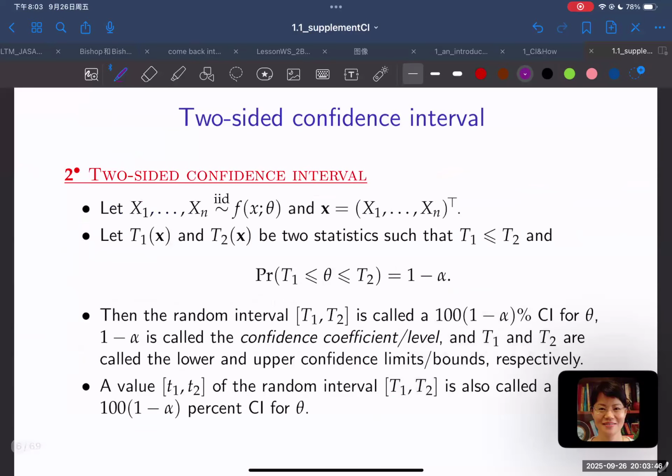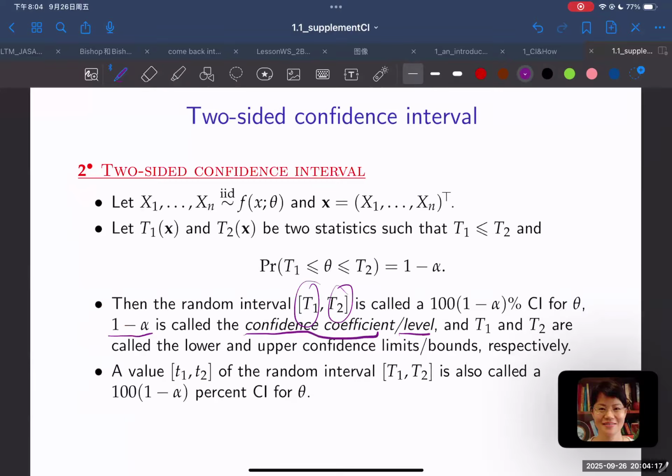And also there are two-sided confidence intervals and one-sided confidence intervals. That means you count the two-tail distribution or just look at one side. So here 1 minus alpha is called the confidence coefficient or level, and T1, T2 are called the ends or limits of the confidence interval.